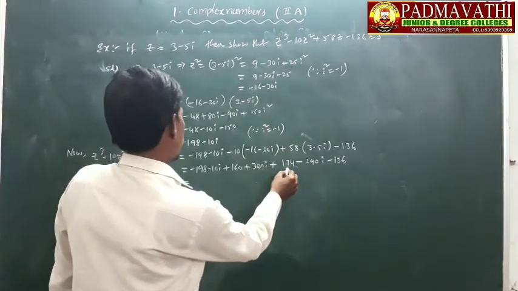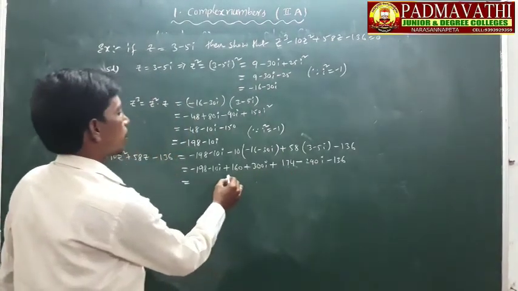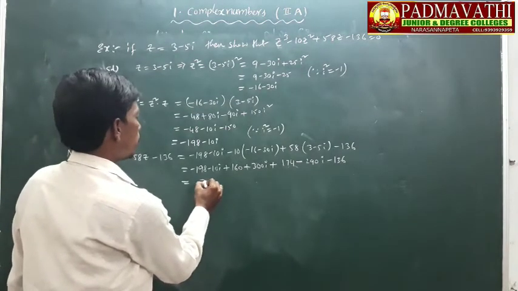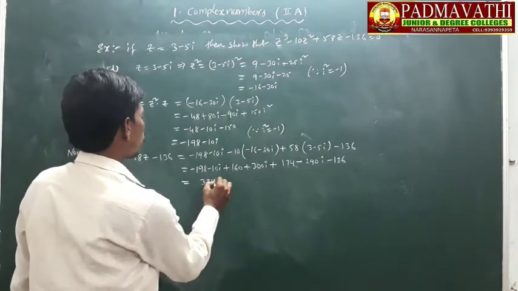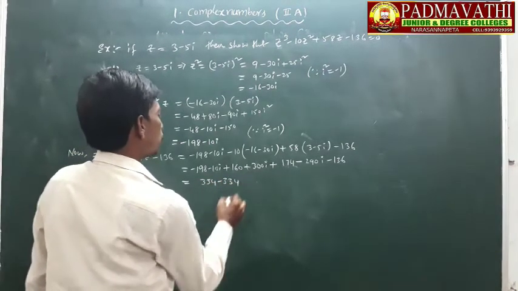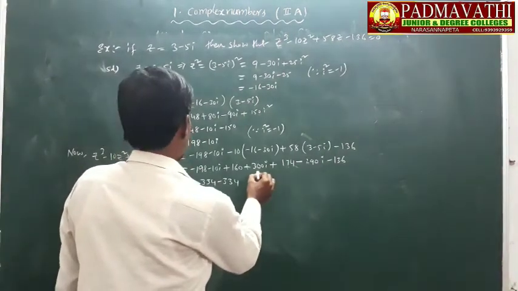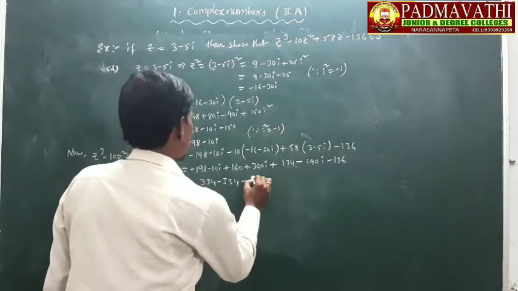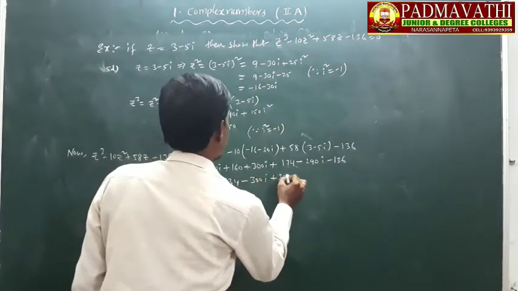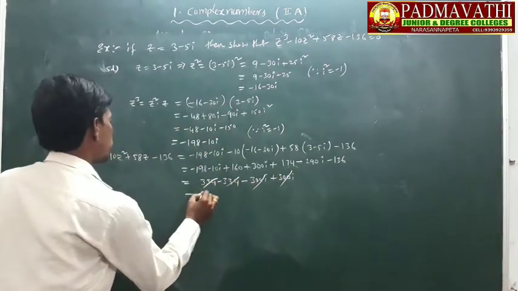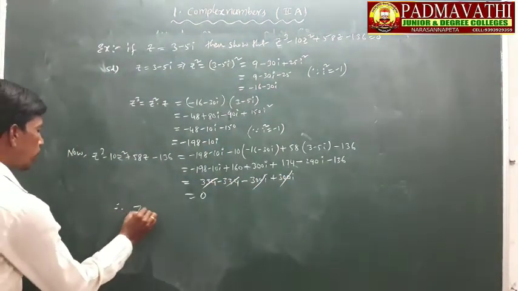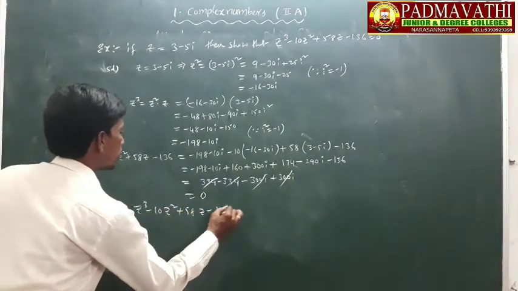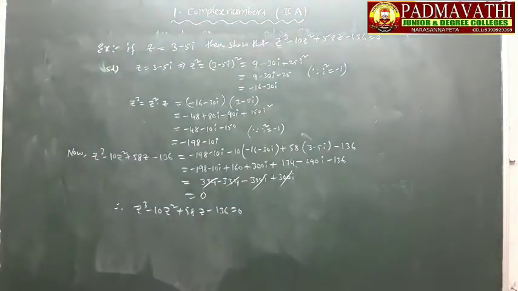So that equals, now, 174 and 160, these two, 334, minus 334. These two minus these two, 300i minus 300i. Now these cancel, that equals 0. Therefore, z cube minus 10z square plus 58z minus 136 equals 0. Okay. Similarly, homework problem.